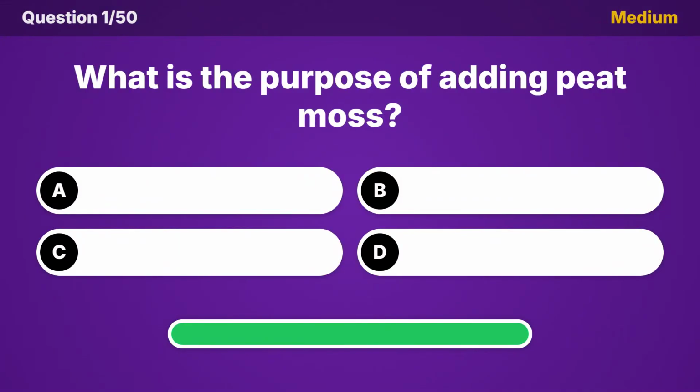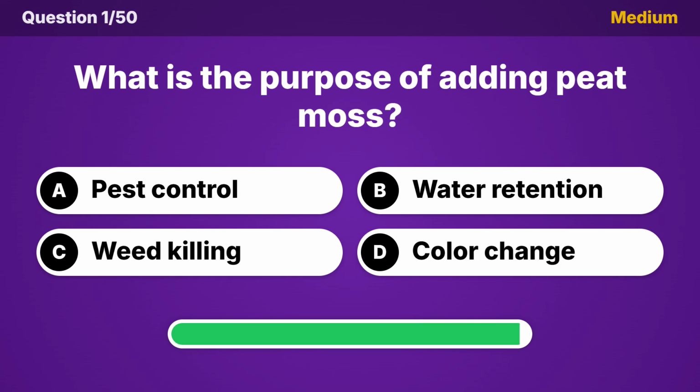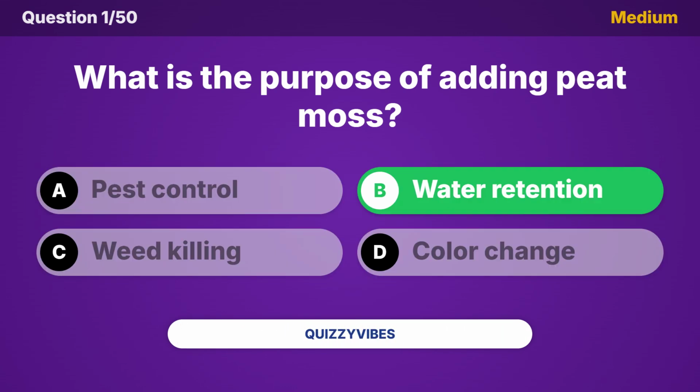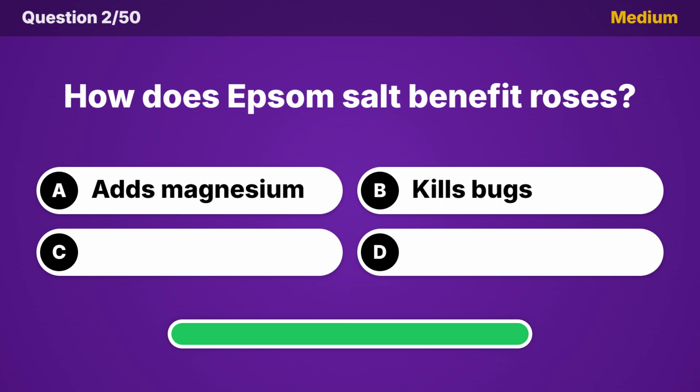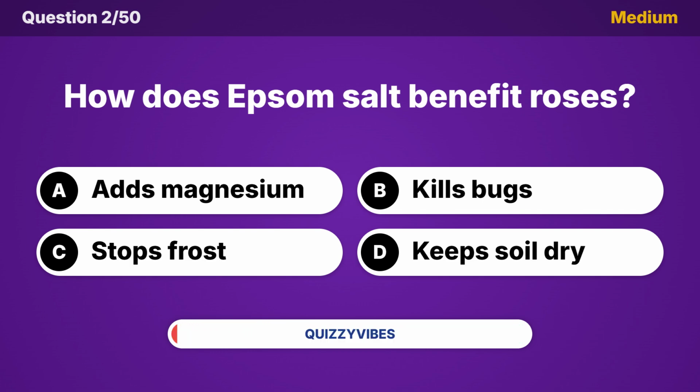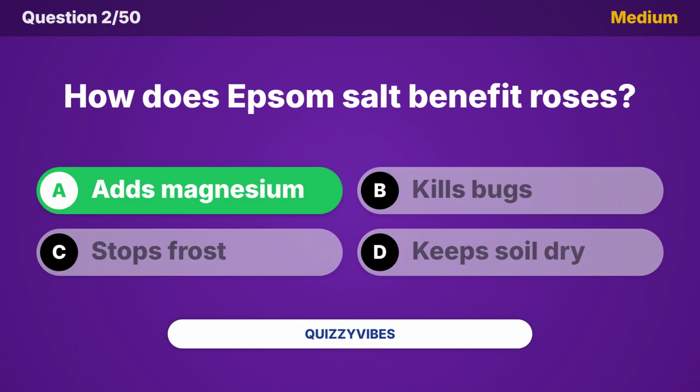What is the purpose of adding peat moss? The answer is water retention. How does Epsom salt benefit roses? The answer is adds magnesium.